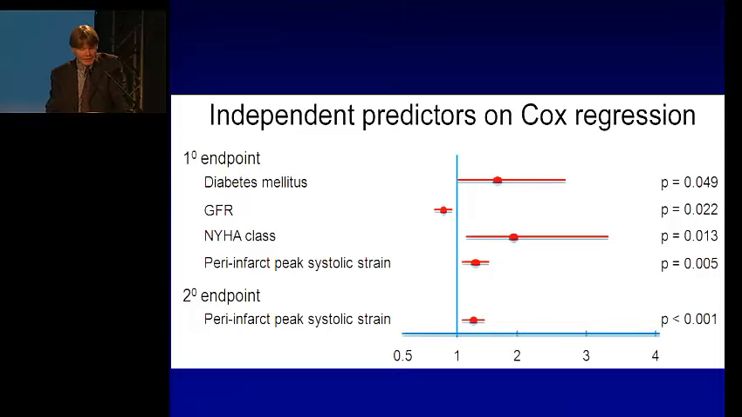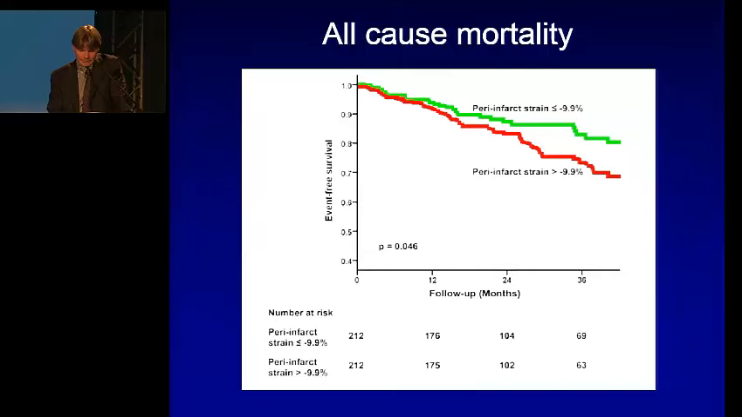And you see that for the primary endpoint, diabetes is strong, as we would expect. Also the kidney function, which shows how badly the heart is functioning, and the New York class, how bad one feels. But this peri-infarct systolic strain also gives us some information. For the secondary endpoint of shocks, the peri-infarct systolic strain is a strong predictor.